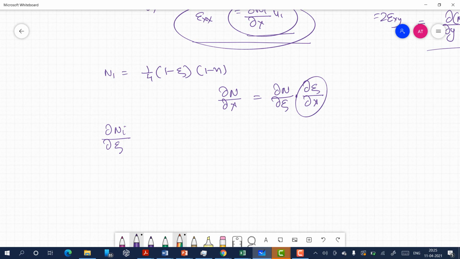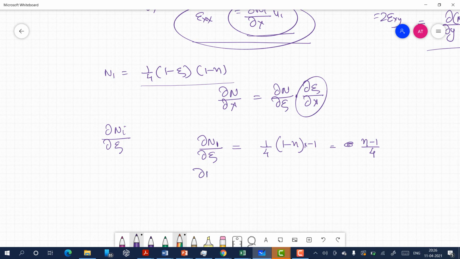Now let us say we have to find out del N1 by del zeta. What will be that value? We have to differentiate this with respect to zeta, right? So it will simply be 1 by 4 into 1 minus eta, and then the derivative of 1 minus zeta, which is minus 1. So taking the minus in, it will be eta minus 1 divided by 4, right?